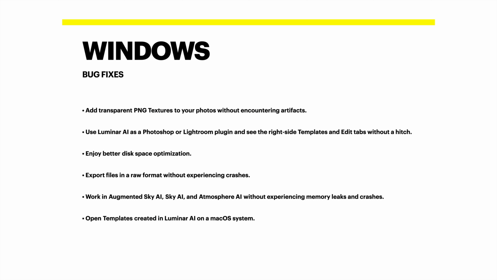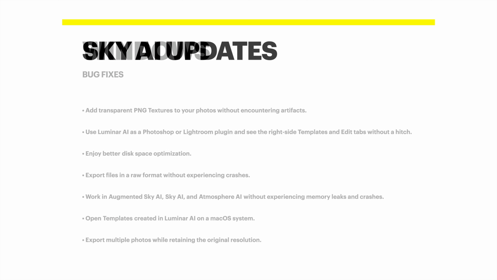Open templates created in Luminar AI on a Mac OS system. This one is kind of important because a lot of photographers do use Mac. They create templates and they share them, or particularly if you buy some of them from somebody and they don't work, or you couldn't even load them in the first place. Now you've got a greater access to templates that someone created on a Mac system. Export multiple photos while retaining the original resolution.